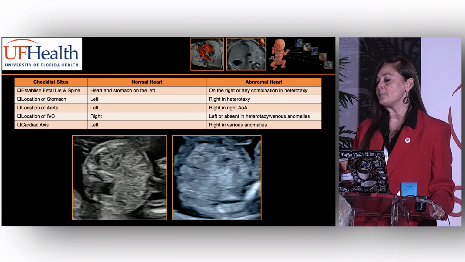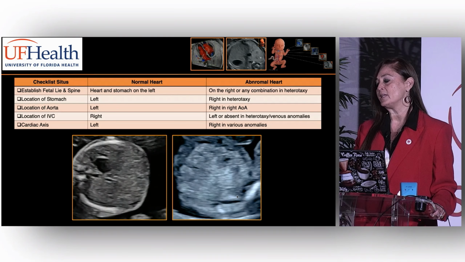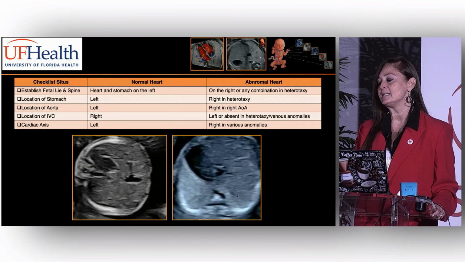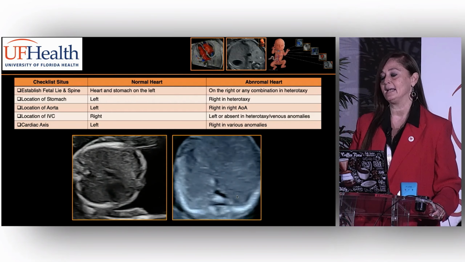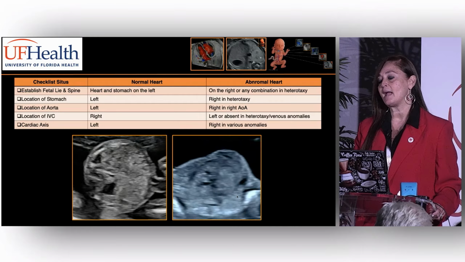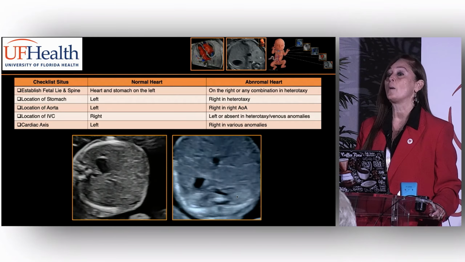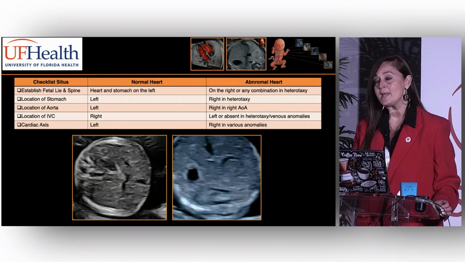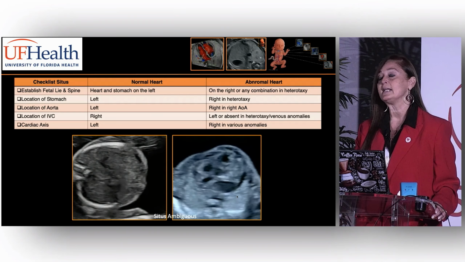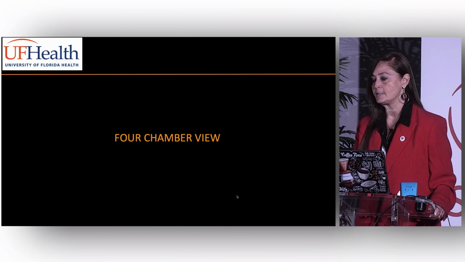But here are 2 clips that I will play, and I hope that you can immediately recognize in both of these clips, though I have not labeled right and left, that the stomach and the cardiac axis are on opposite sides. And just with that very brief sweep, you can tell that what you're dealing with is situs ambiguous.